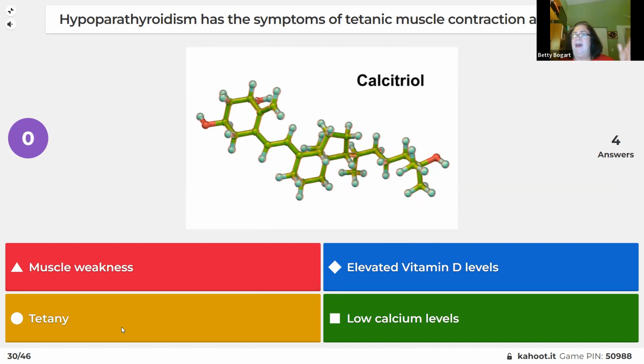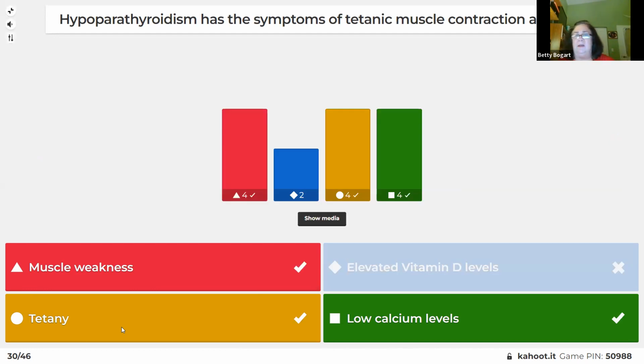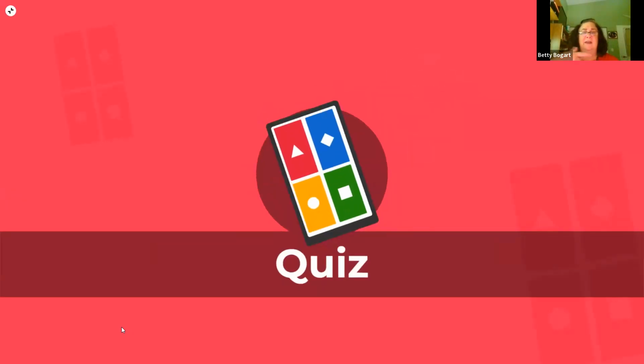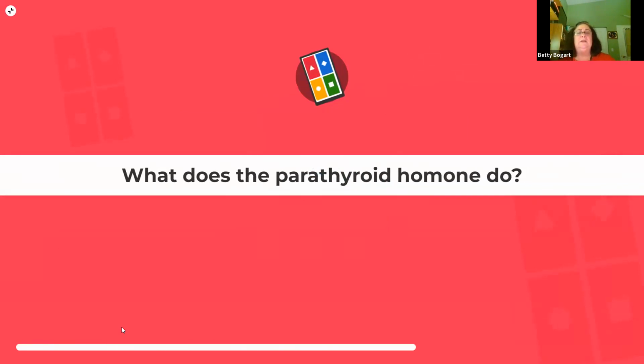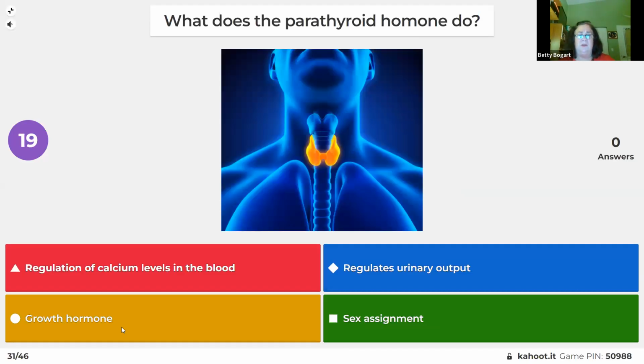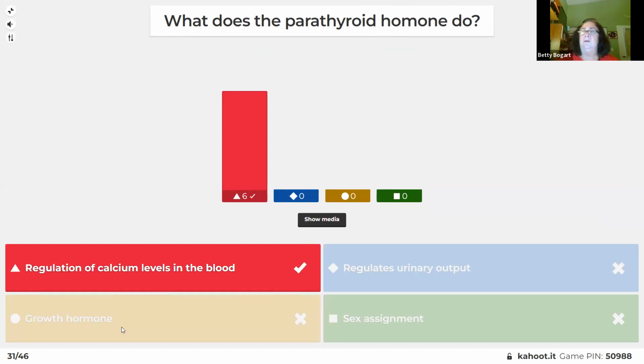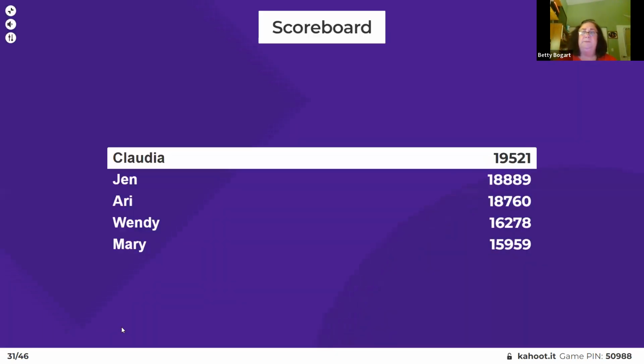When you don't have calcium in your body, how do you feel? Again, it's all about muscles, right? Muscle weakness, tetany, and it's going to have those low calcium levels. My brother just had that surgically removed. What does the parathyroid hormone do? After all that, you know the answer. Has to do with the calcium. Good job.